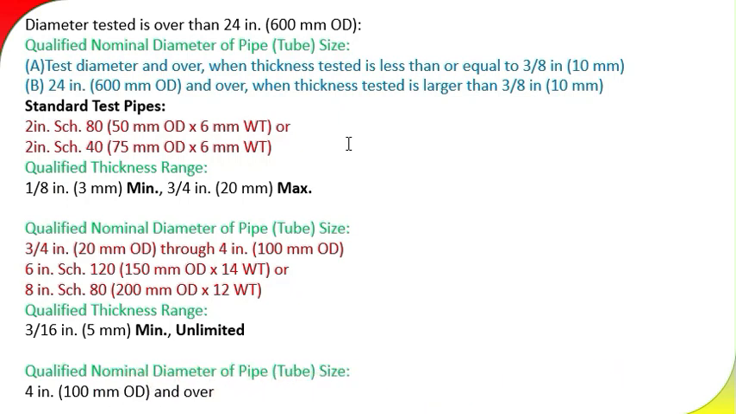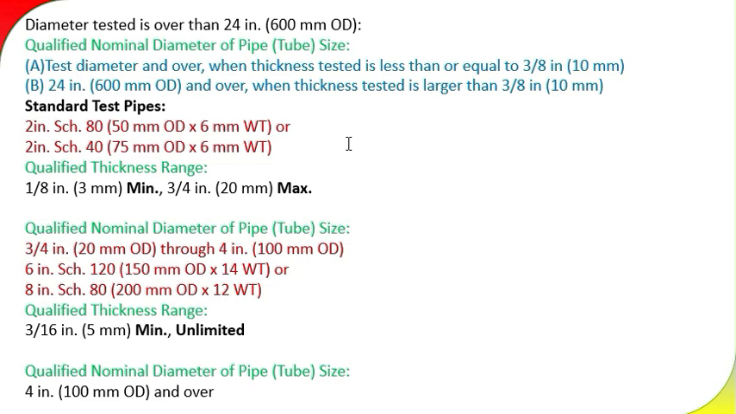So this is how we have to do the qualification of the nominal diameter of the pipe. If it is a standard test piece, 2 inch schedule 80 or 2 inch schedule 40, then the qualified thickness range will be 3 mm minimum and the maximum is 20 mm.